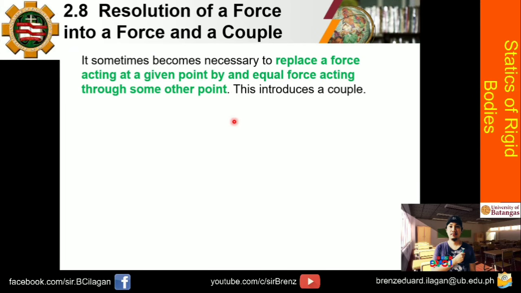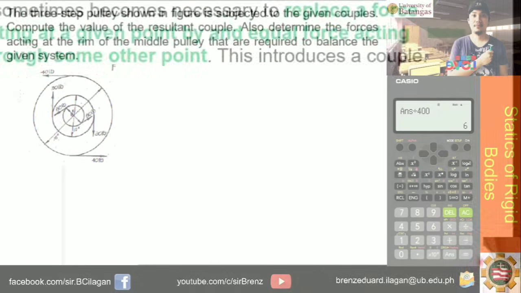So para mas maunawaan, ito yung example. Medyo mahirap siya i-explain, but mas maunawaan nyo if we solve this next problem. Okay, so basahin natin yung problem.